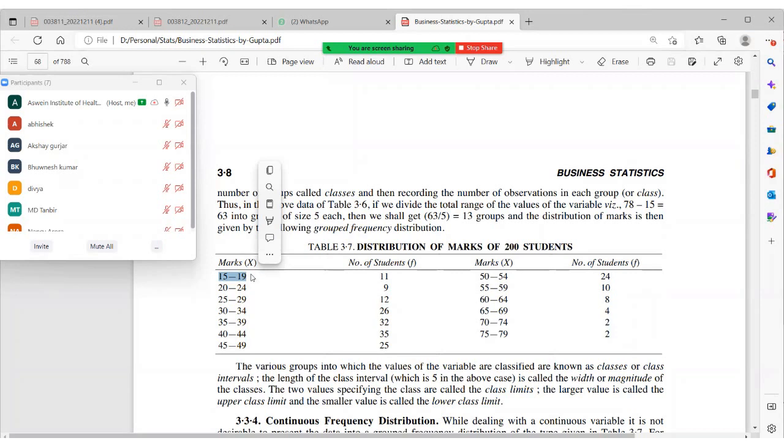In the first class, the interval is 15 to 19. We call the lower limit 15 and the upper limit 19. Similarly, for the second class, the lower limit is 20 and the upper limit is 24. Third class, 25 lower limit, 29 upper limit, and so on.